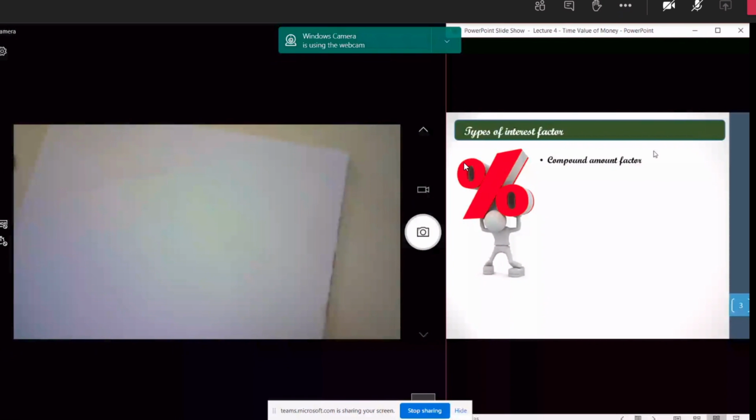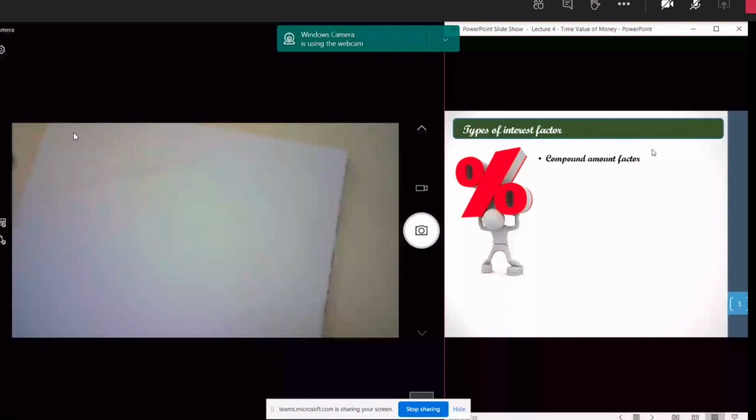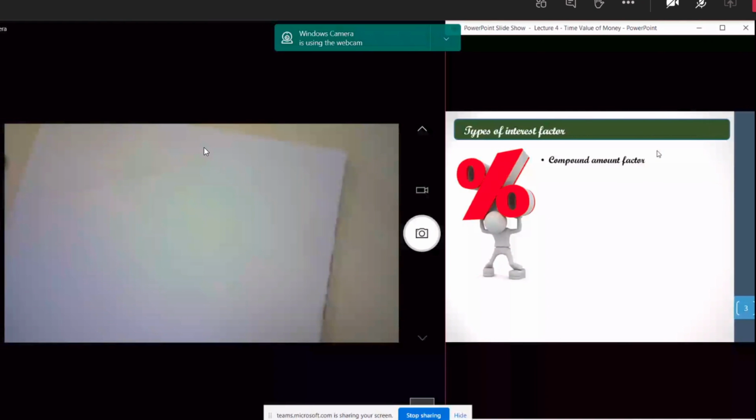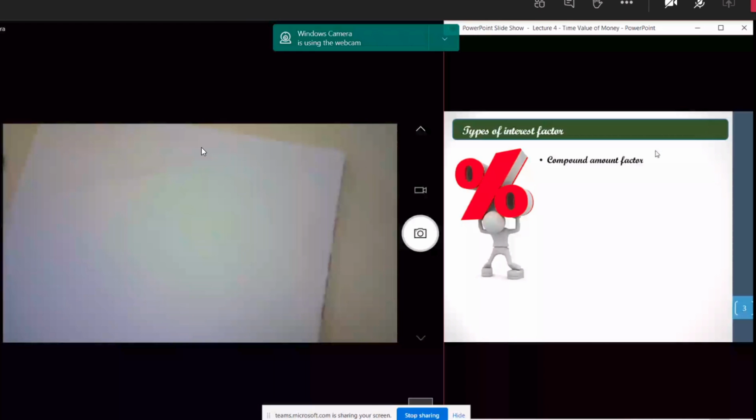Or it can be the other way around. Knowing the future value, we calculate the single deposit. How much amount do I have to deposit now so that I can get some desired value after 5 years or 10 years? That factor is also called the compound amount factor. The other one is the annuity factor.